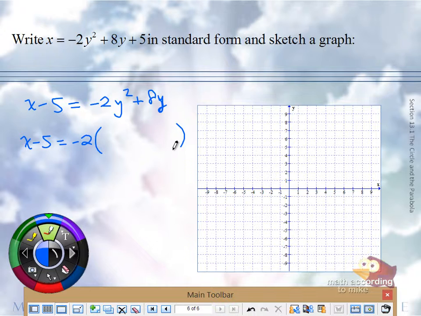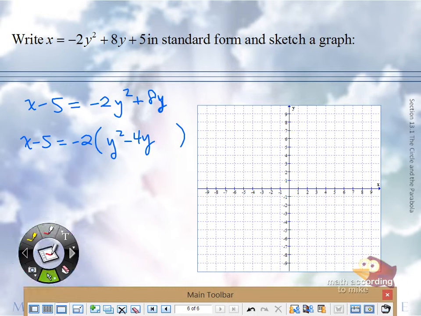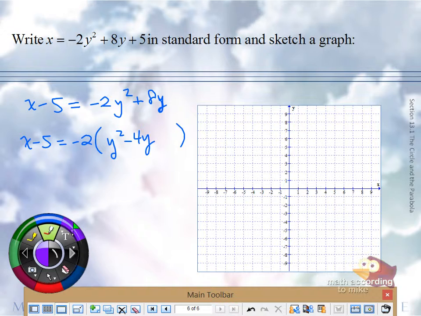Be careful. Y squared minus 4y. Okay. Let's complete the square. Take half of negative 4, which is negative 2, squared. So I'm going to add 4 inside these parentheses to complete the square. What do I add to the other side?